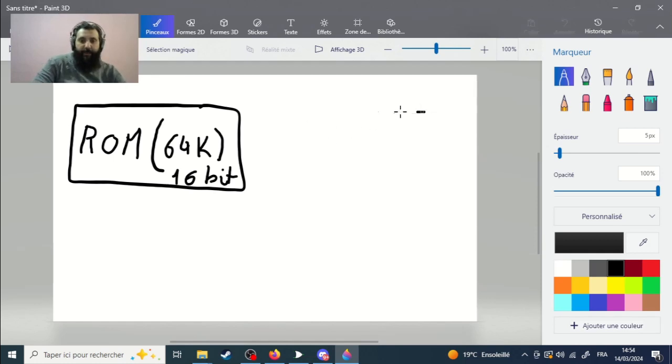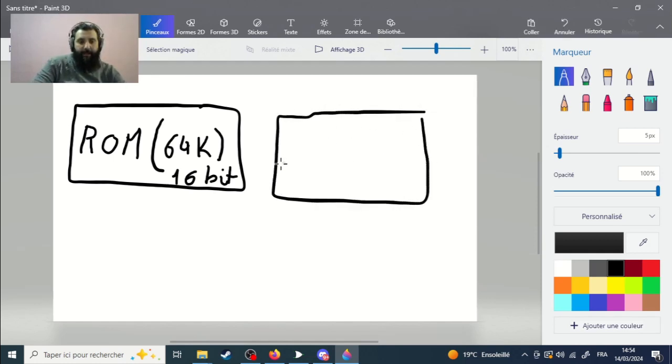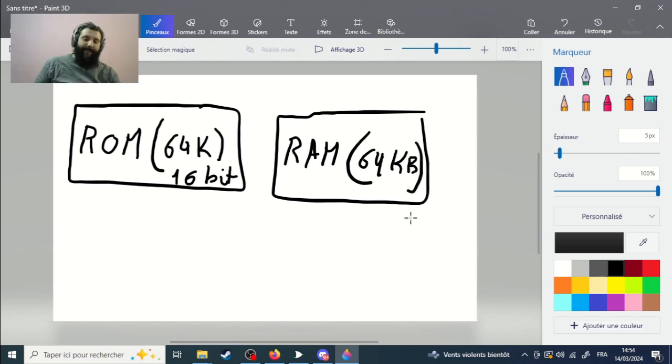We have the second memory, the main memory, the RAM, of the same 64 KB. Kilobyte, 64 kilobytes. It is an enhancement compared to Gigatron. Gigatron has only 32K, but Megatron has 64K.